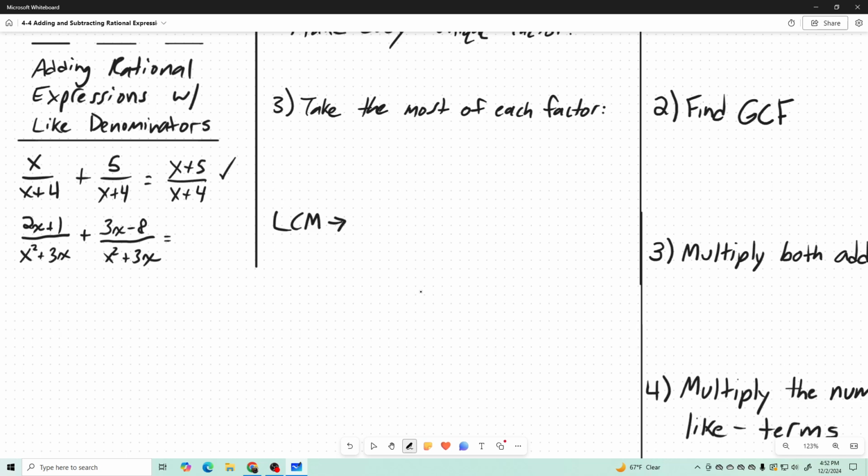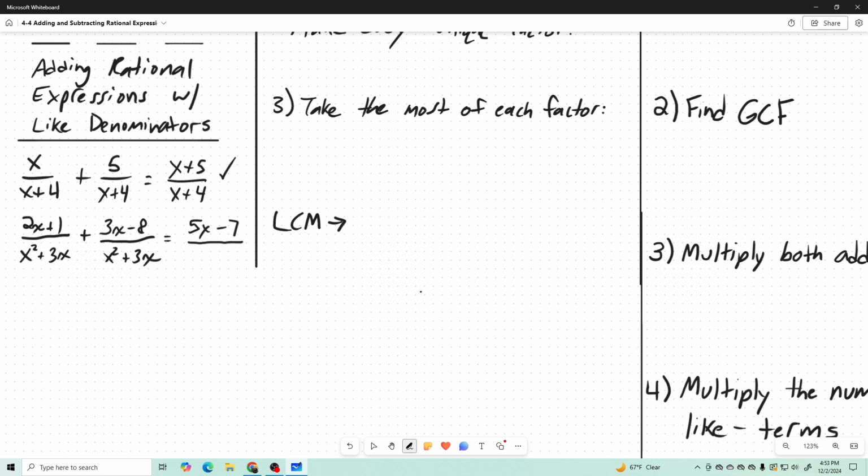All right, let's do another one where maybe we can do something more to it. Let's add across the top, just like before, because we have an x squared plus 3x on both denominators. So we can just add across. In this case, we have a 2x and a 3x, so we can turn that into a 5x. And then we have a 1 and a negative 8, which will become a negative 7.